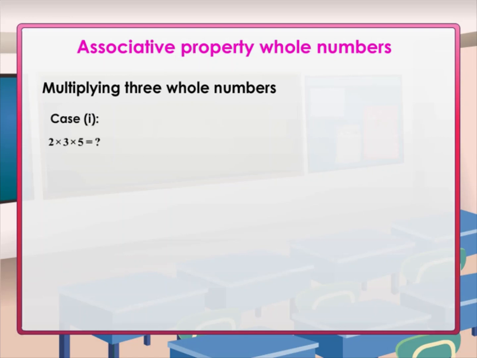First case, multiply 2 and 3 first, then multiply by 5. So 2 into 3 is equal to 6. And then multiplied by 5, we get the answer as 30. In the next case, multiply 3 and 5 first and then multiply 2 to the result of the product. So it becomes 2 multiplied by 15, since the product of 3 and 5 is 15. So we get the answer as 30.